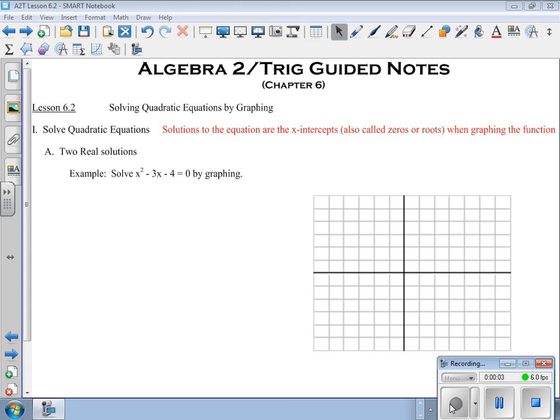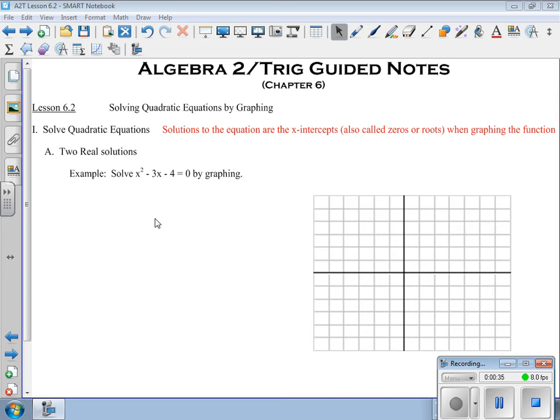Lesson 6.2, we're going to look at solving quadratic equations by graphing. And I want you to look at the first thing here, what I have highlighted in red. Notice that the solutions to the equation are the x-intercepts, which are also called zeros or roots when you're graphing the function. So if they say find the solutions, the zeros, or the roots, they are the x-intercepts.